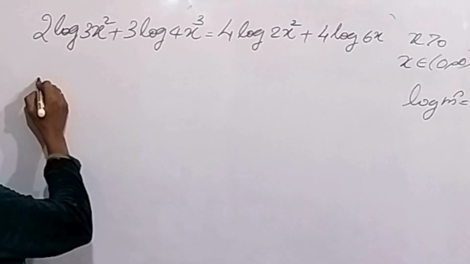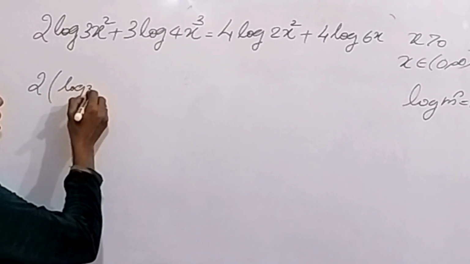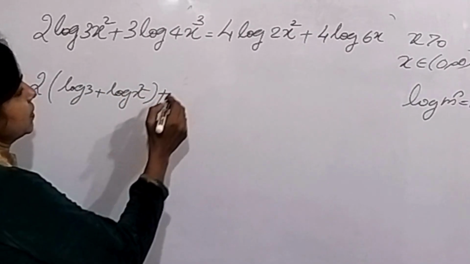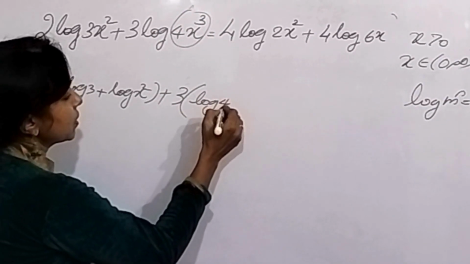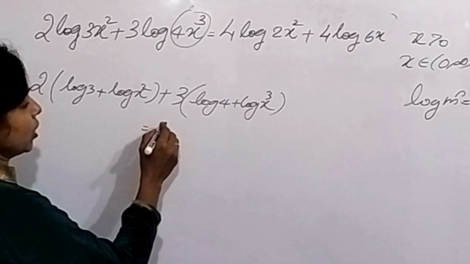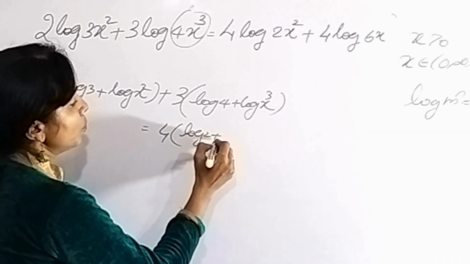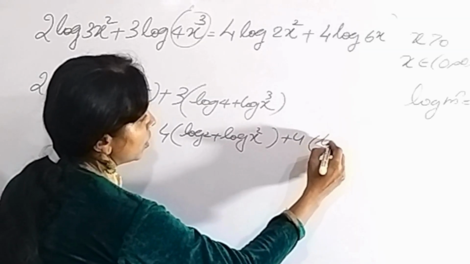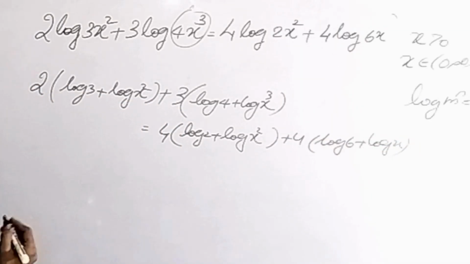Okay. So here 2 log, now I am going to split this term. Log 3x², so log 3 plus log x². You know the rule of addition. Plus now 3 into, here also product rule, so log 4 plus log x³. Clear? Equal to, here 4 into, here also product rule, so log 2 plus log x², here also product rule, log 6 plus log x. Clear? Now we have to open the bracket.